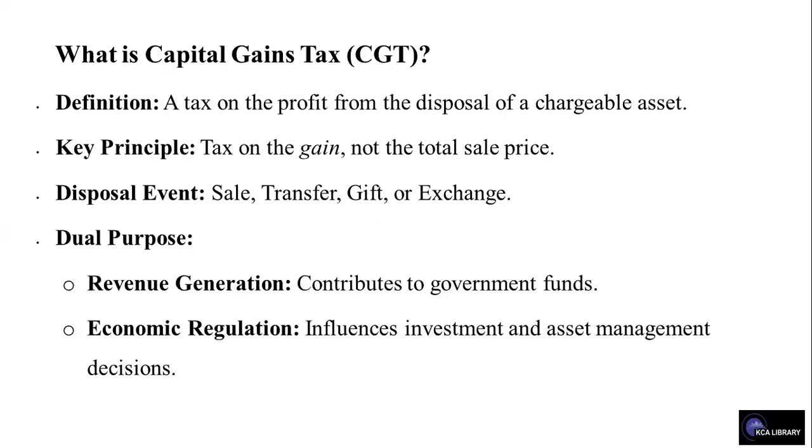And when we look at capital gain tax, it's actually a tax on profit from the disposal of a chargeable asset. And the key principle of CGT is tax on the gain, not the total sales price. You charge a tax on the gain and not the total sales price.